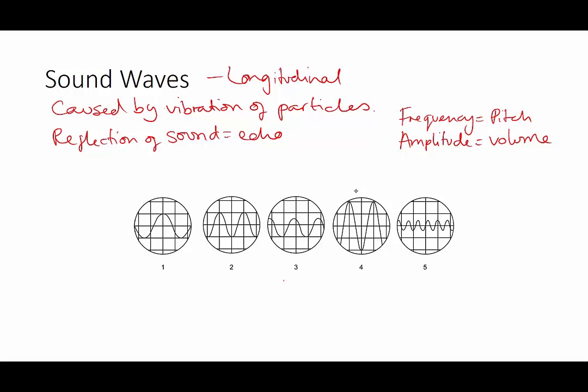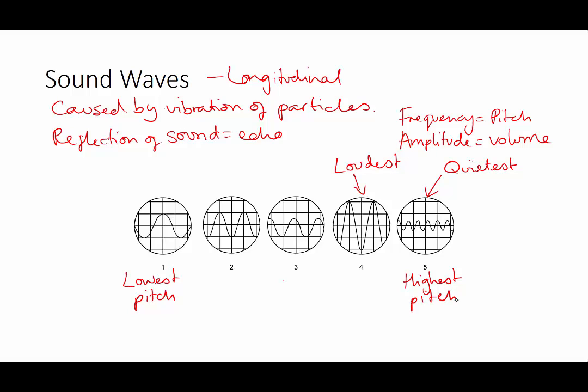So if we look at these waves, we can see that wave 4 is going to be the loudest because it's got the highest amplitude, whilst wave 5 is going to be the quietest because it's got the lowest amplitude. Then in terms of pitch, the lowest pitch first of all is going to be wave 1 because we see the least waves in that space, and the highest pitch is going to be wave 5 because we see the waves pushed together the most. There's the most number of waves per second.